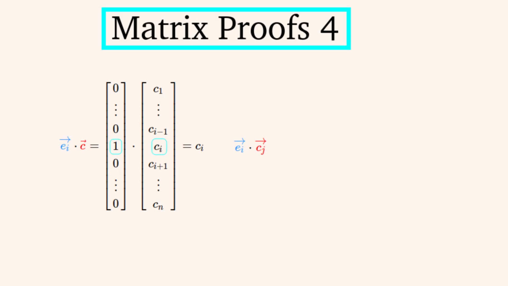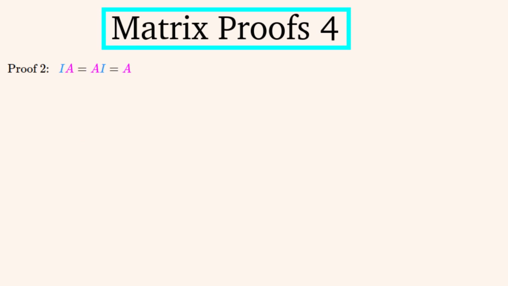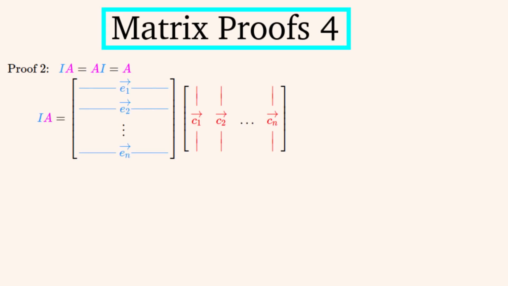So now to perform this dot product on a column vector as we'd find it in a matrix. These are the entries of the column in the matrix. And so this dot product picks out this element in this matrix. So now to prove this theorem again using this line vector notation. We'll prove it for IA.